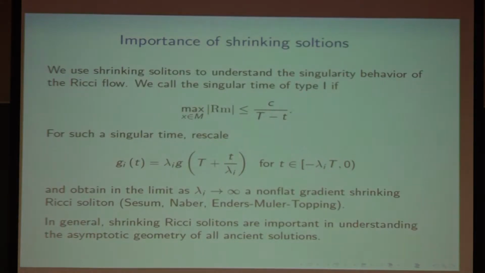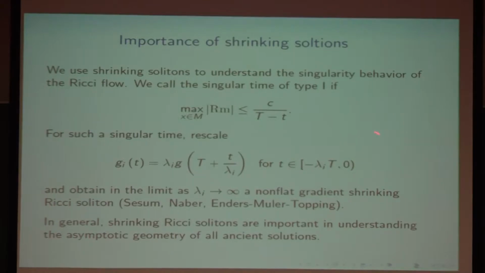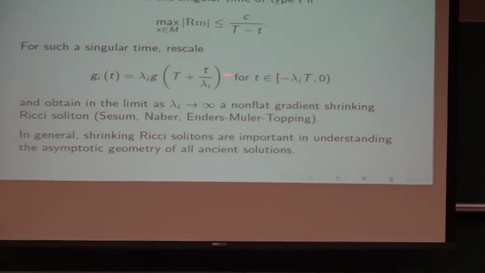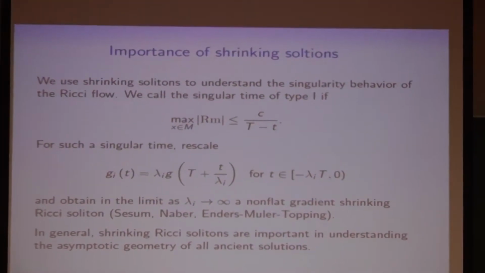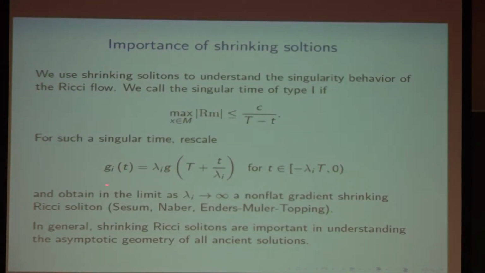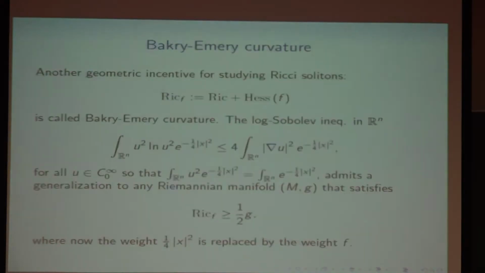If you have a compact type 1 singularity and you rescale it in this way, so that it's still a solution of the Ricci flow, Sesum in the compact case, Naber in the non-compact case, and Enders-Müller-Topping in the non-compact case prove that this will converge to a non-flat gradient shrinking Ricci soliton. That's one important reason why we study them. In general, the geometry of ancient solutions is modeled by shrinking Ricci solitons, so they are quite important.